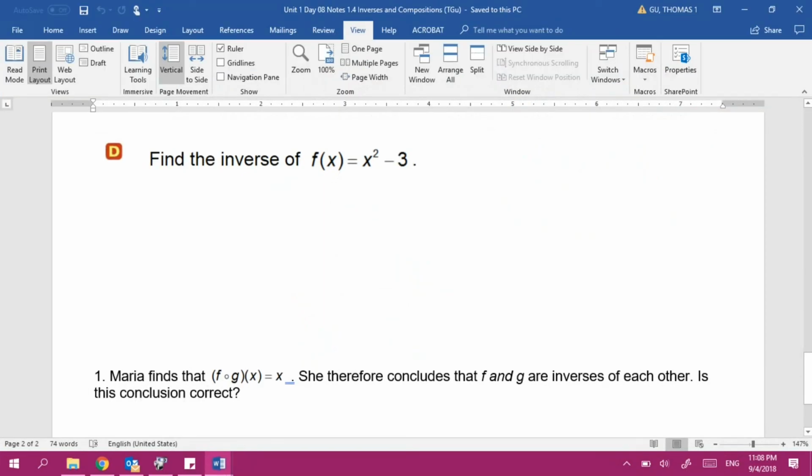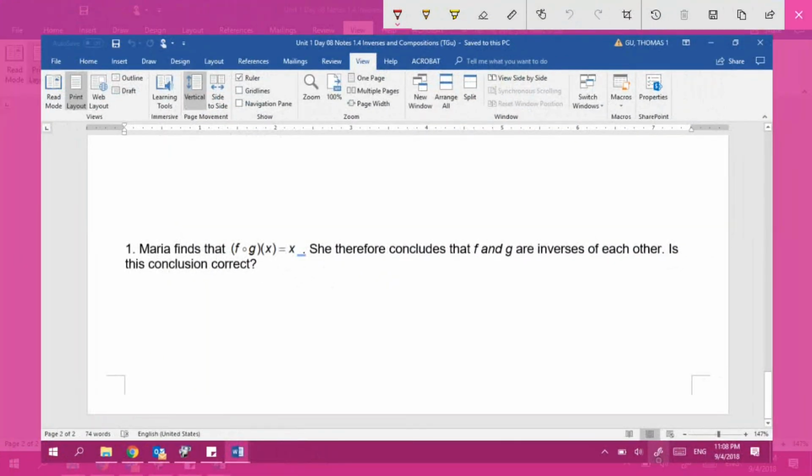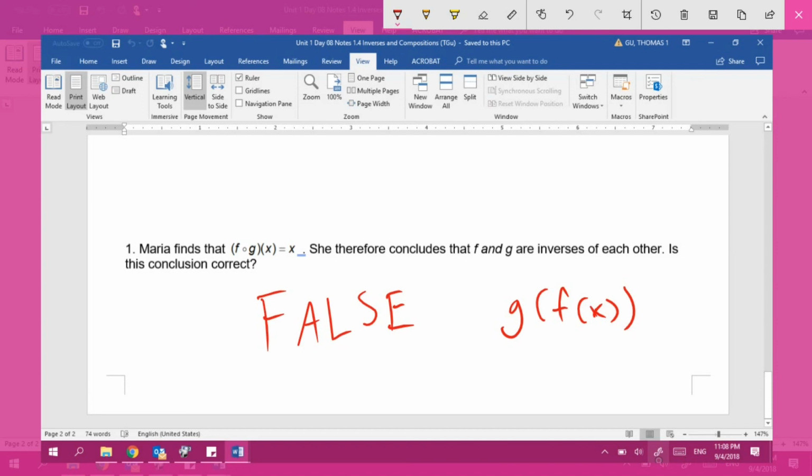On to the very last question. Let's read this together. Maria finds that f of g of x equals x. All right, cool. She therefore concludes that f and g are inverses of each other. Is this conclusion correct? She did one composition and she assumed that they're inverses. Is that true or false? It is false because Maria's being lazy and she's just trying to do half the problem. You got to do it both ways. She found f of g of x. She still needs to test g of f of x. No, Maria. We can't be lazy here. So it is false, not correct.